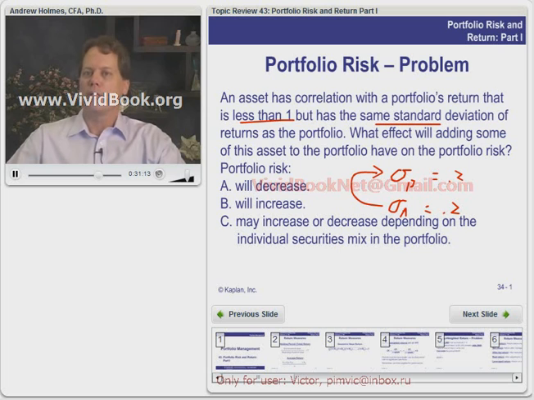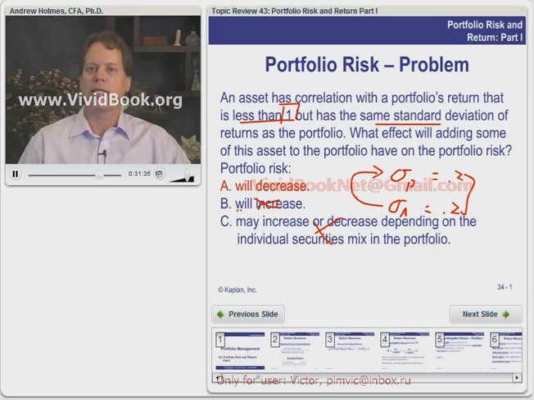Well, let's see, is risk going to increase? Well, no, risk is not going to increase, right? There's the same standard deviation. May increase or decrease? No, that's not true either. The correlation is less than 1. It's 0.99 down to -1, right? Well, what that says is adding some A to the portfolio P is going to lead to a decrease in the standard deviation, and it just falls out of the mathematics.